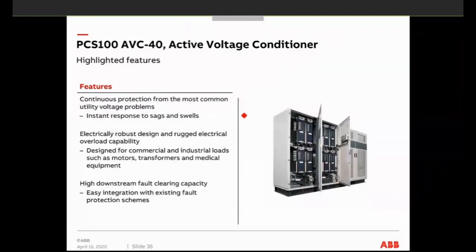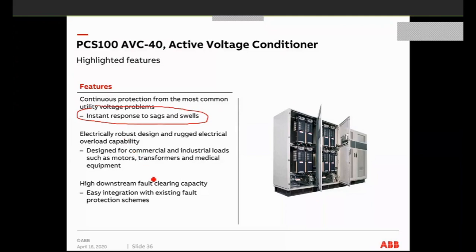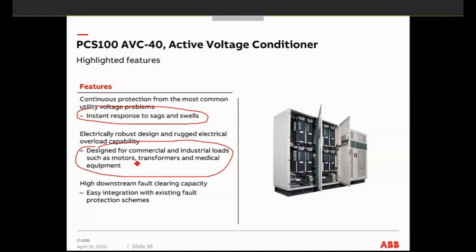And for the features, we have a continuous protection from the most common utility problems, okay? Instant response to sags and swells, and designed for commercial industrial loads such as motors, transformers, and medical equipment. Guys, this product is designed for heavy loads, okay? So if you have a motor of 600 kVA, then you will only need a 600 kVA PCS 100.